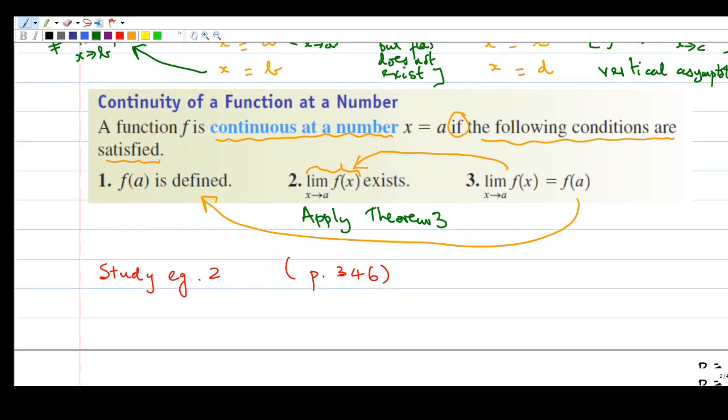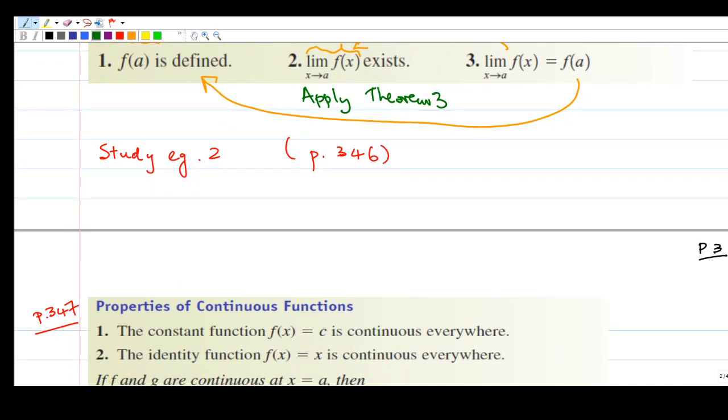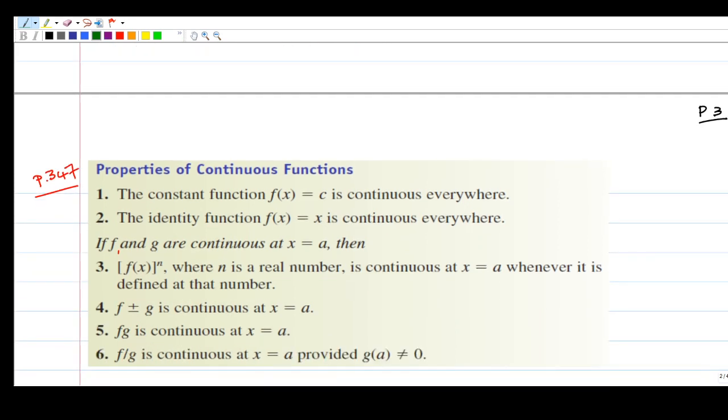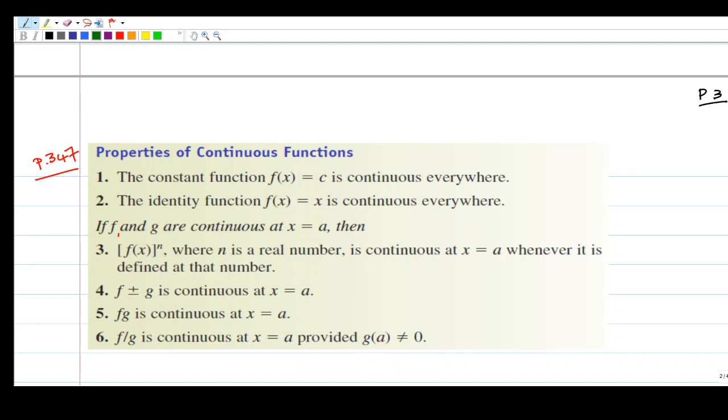We now move on to properties of continuous functions. It's on page 347. 1, a constant function f of x is equal to some constant is continuous everywhere, right? 2, the identity function f of x is equal to x, in other words, the input is the same as the output. This is the line y is equal to x. This is continuous everywhere.